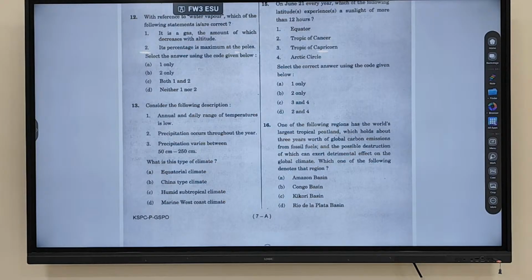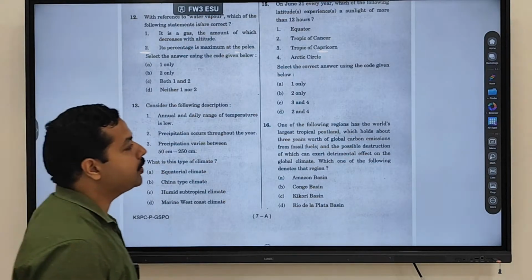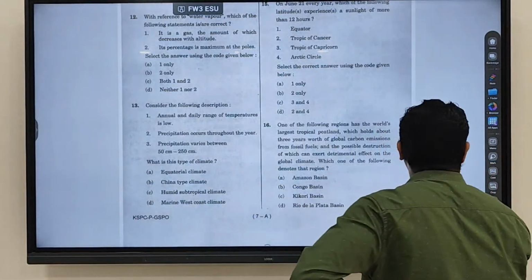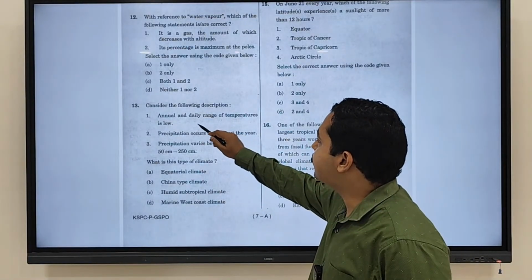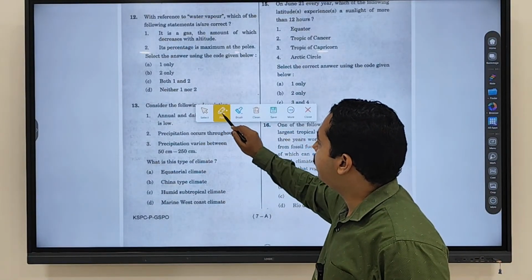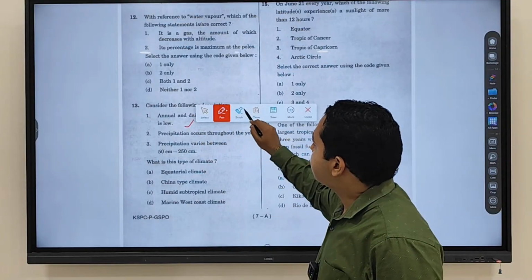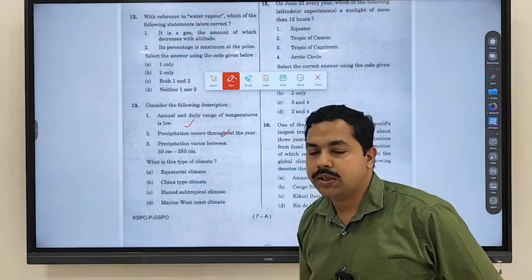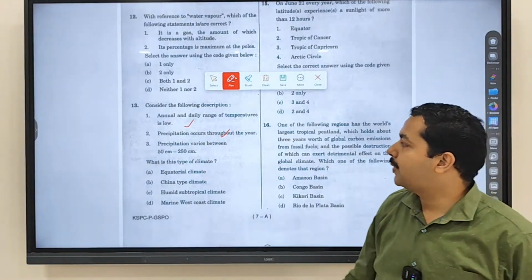Option A. First thing, annual and daily range of temperature is low. This can happen in the equatorial region. Then annual range and daily range of temperature is low, we just now discussed that. Precipitation occurs throughout the year, that is also what we have discussed, but this next one is not there.